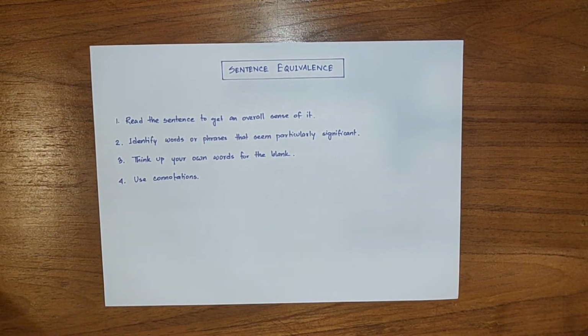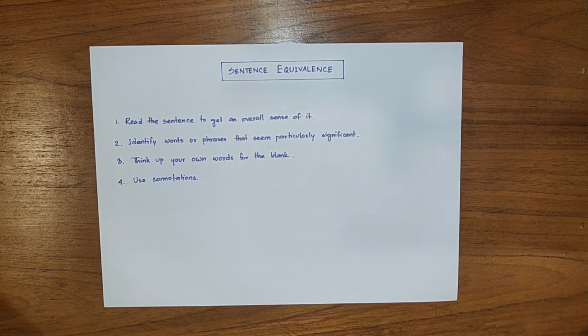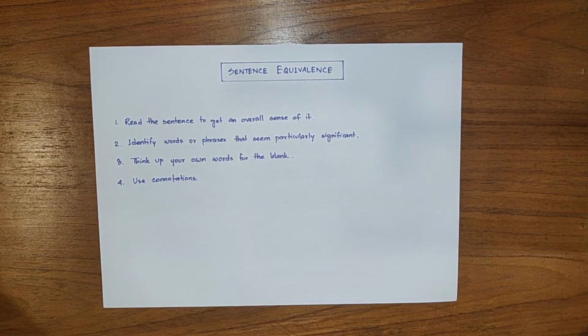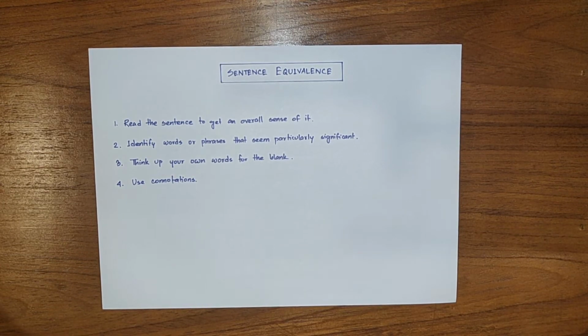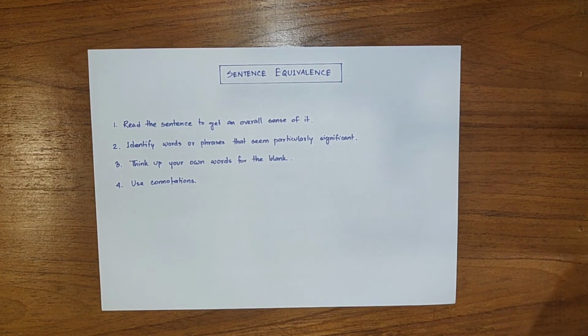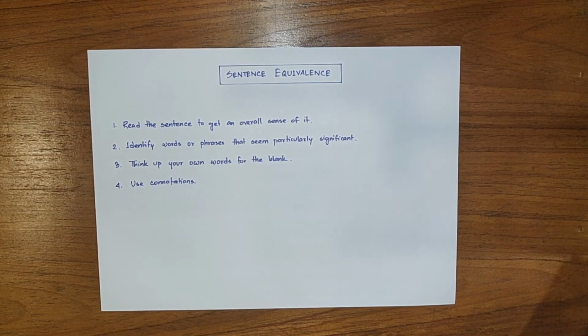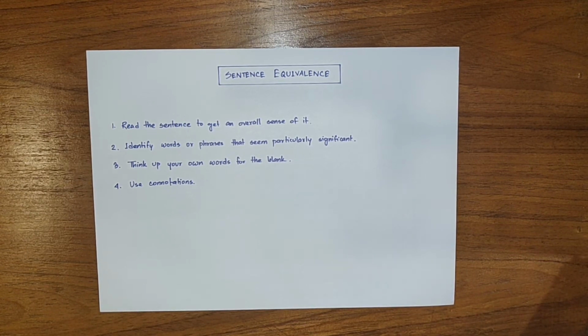A sentence equivalence question consists of a single sentence with one blank and 6 answer choices. You have to identify 2 correct words to complete the sentence. The correct answer choices, when used in the sentence, will result in the same meaning for both sentences. Now, strategies for answering sentence equivalence are similar to the strategies for solving text completion.